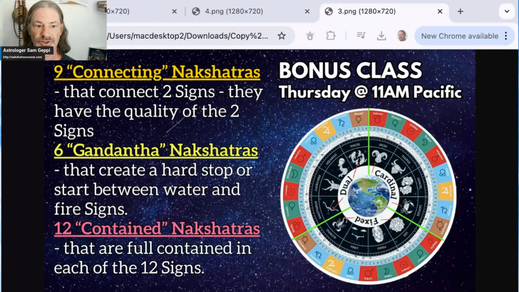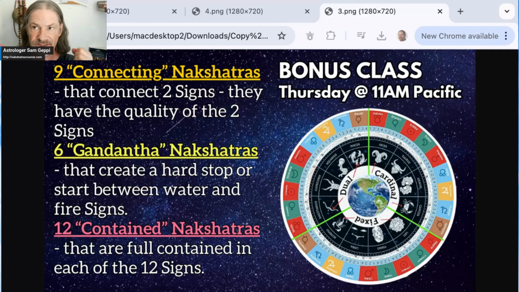So again, the first bonus class, that is, again, Thursday, October 24th, is going to break down these 3 types of nakshatras. There are 9 connecting nakshatras. There are 6 Gandanta nakshatras. Now, again, you might think I'm just pulling this stuff out of thin air. I'm not. These Gandanta nakshatras create a hard stop and start between water and fire signs. They're incredibly dynamic and intense in this way. There are 6 of them: Aslesha, Magha, Jyeshta, Mula, Revati, and Ashwini.